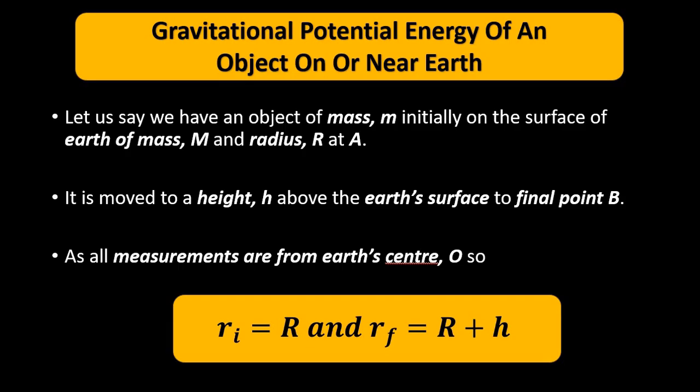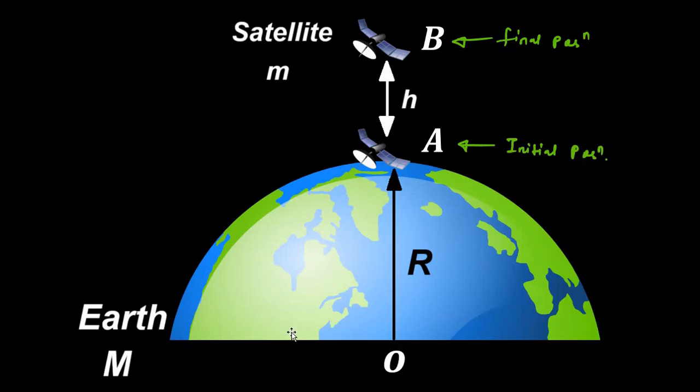Here the important thing is that all measurements are done from the center of the earth, because the gravitational force is a central force which acts along the line joining the centers of the two objects. That's why all measurements are from the center. So this is the initial position, Ri is equal to capital R, and this is the final position, Rf is equal to R plus h.